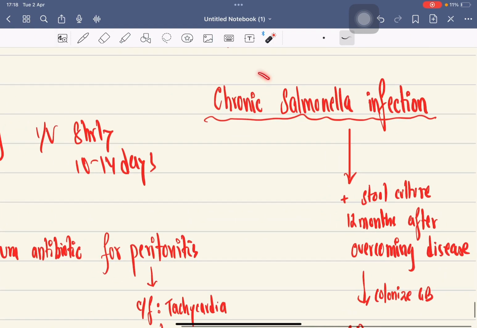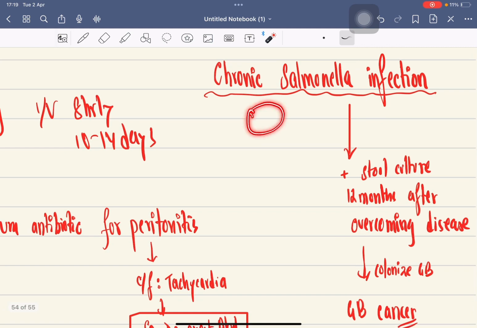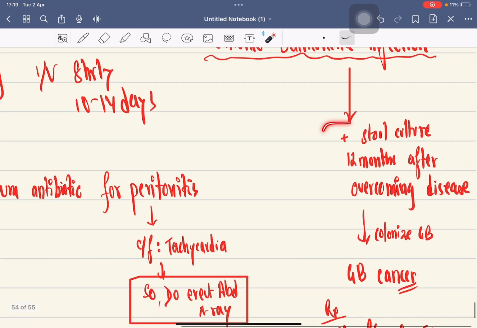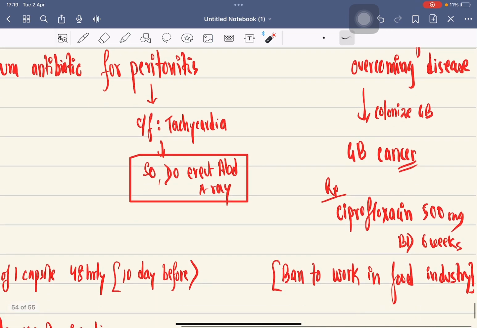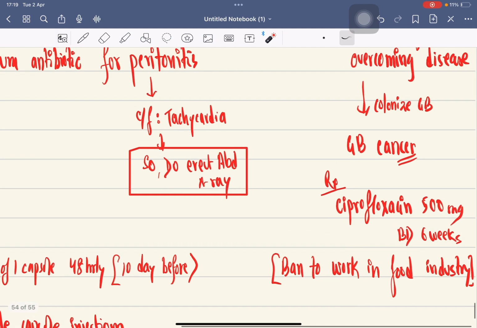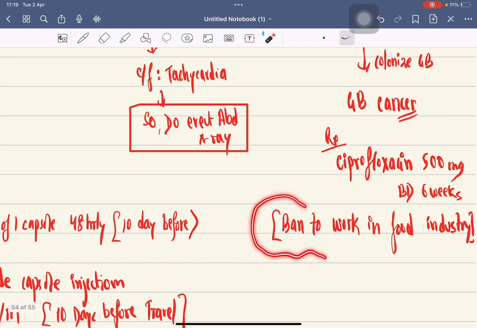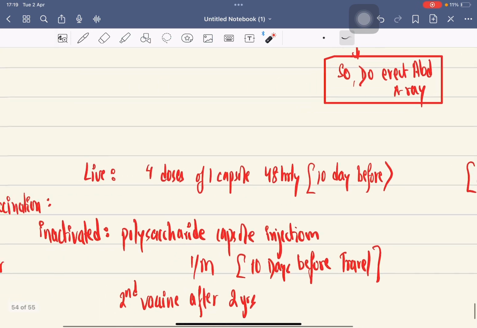We have the term chronic Salmonella infection. If the patient suffers from typhoid and doesn't get any treatment and it resolves without treatment, the stool culture remains positive 12 months after overcoming the disease. Then it might colonize the gallbladder, resulting in gallbladder cancer. For this, we have the treatment ciprofloxacin 500 mg BD for 6 weeks. And we should ban those patients from working in the food industry, because through the food industry, all people might become victims of typhoid.